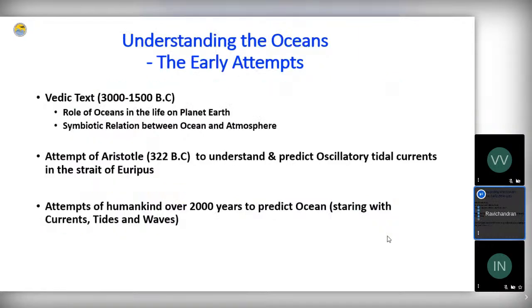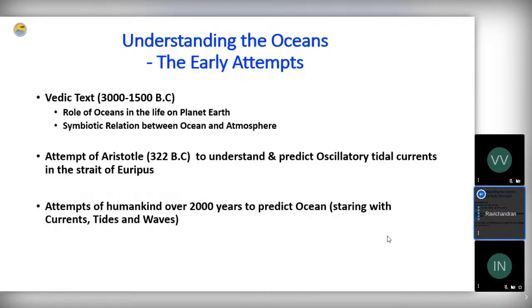Understanding the ocean started a very long time ago. Even in the Vedic texts, dated to 3000 to 1500 BC, the role of the ocean in life on planet Earth is very well articulated. The symbiotic relation between ocean and atmosphere, that is, a coupled system, is also very well mentioned in the Vedic texts. So we need to observe them together, and we have to understand them together for the betterment.